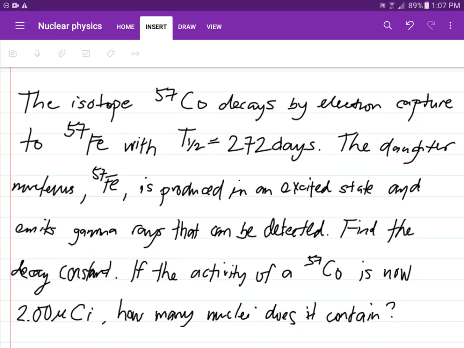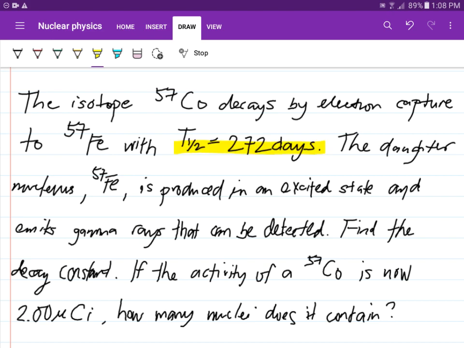Here we are going to solve an example of radioactive decay. The isotope cobalt-57 decays by electron capture to another isotope, iron-57, with a half-life of 272 days. The daughter nucleus iron-57 is produced in an excited state and it emits gamma rays that can be detected.